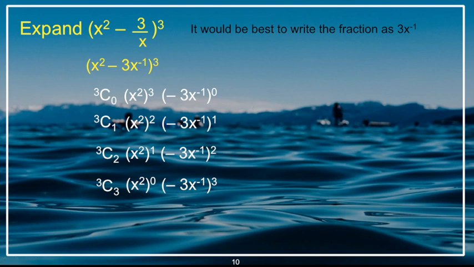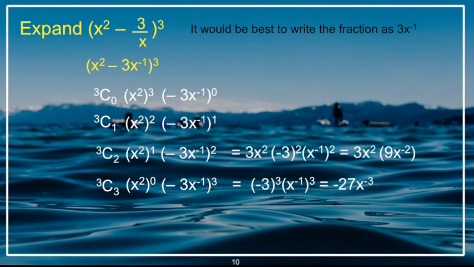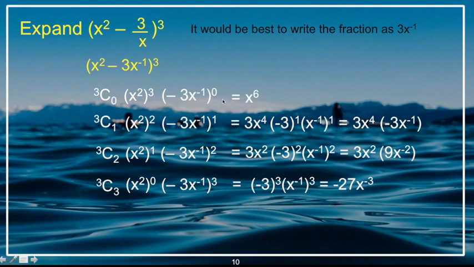Okay, the laws of indices. So let's simplify. Okay, so let's begin with the first one. Combination of 3 taken 0 is 1. This is just 1, so we will have x to the power of 6. Okay, next. Combination of 3 taken 1 is 3. X squared cubed is x to the power of 4.